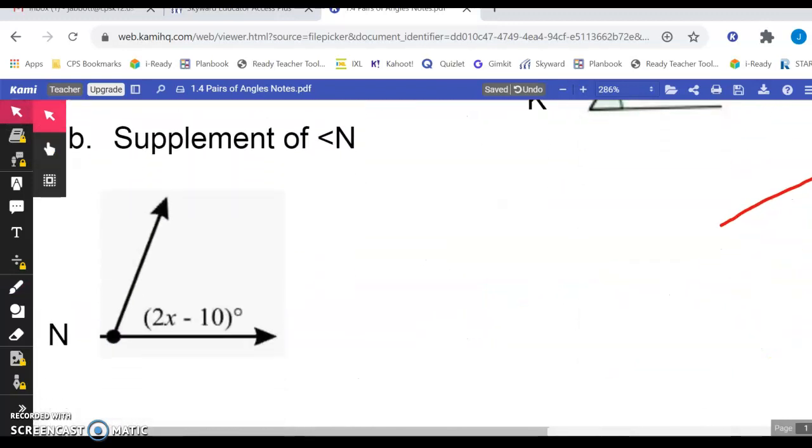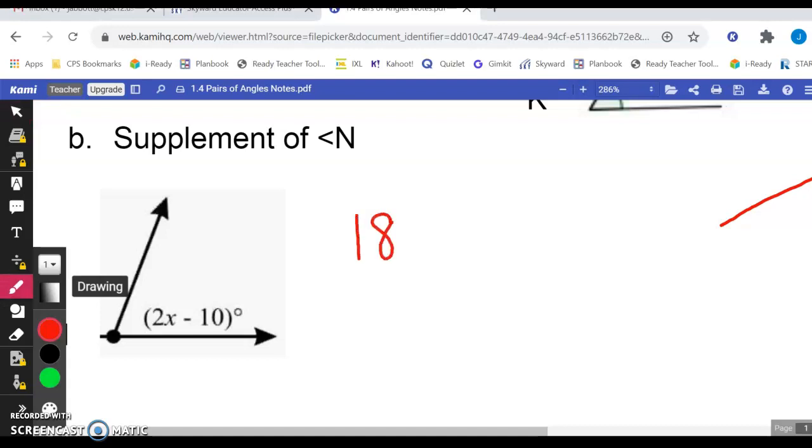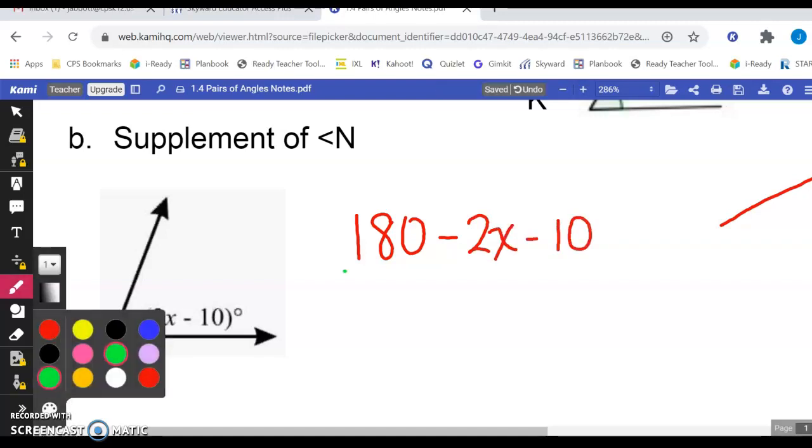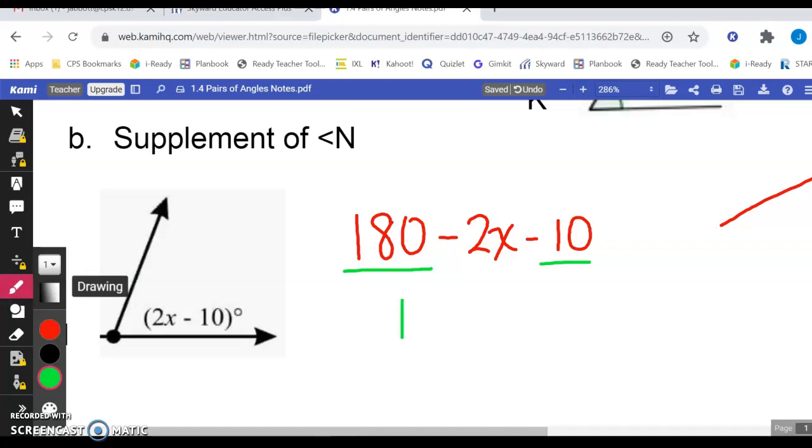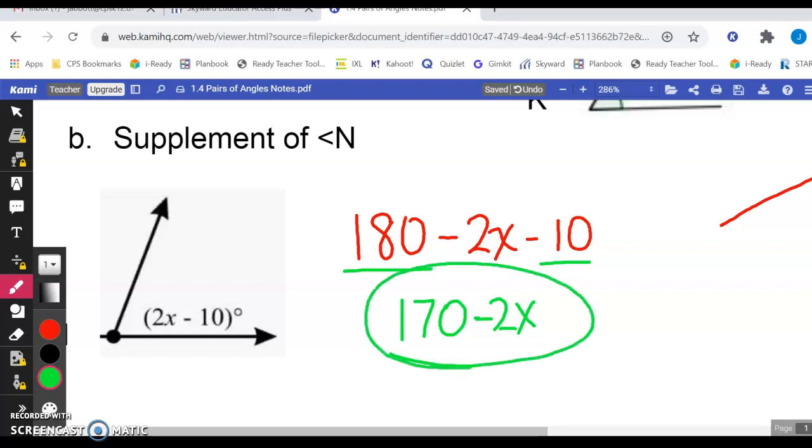For part B, we're going to find the supplement of angle N. That means we have to figure out what would add up to be 180 degrees with this angle N. To do that, we take 180 and subtract what we know, which is 2x minus 10. Then we simplify by combining like terms. 180 minus 10 gives us 170, and then we have that minus 2x. So the supplementary angle to this would be 170 minus 2x degrees.